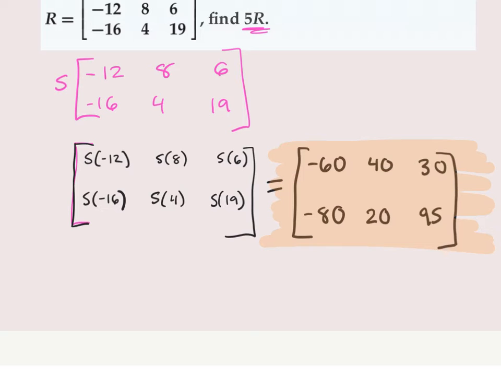You don't have to write this step here. This was just me showing you that you multiply 5 times each thing. If you can just see that you multiply 5 times negative 12, and that's going to go here, 5 times 8, that goes here, you don't have to write this whole step if you want, because all you're doing is multiplying 5 times everything. Any questions? All right.